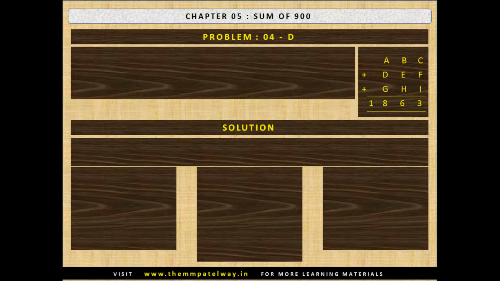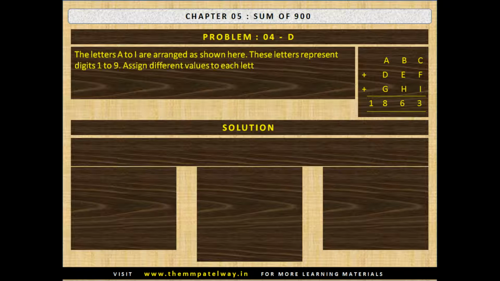Problem number 4D. The letters A to I are arranged as shown here. The letters represent digits 1 to 9. Assign different values to each letter so that the totals of the numbers thus formed is as given, that is 1863. Is this total possible to be obtained? Why?